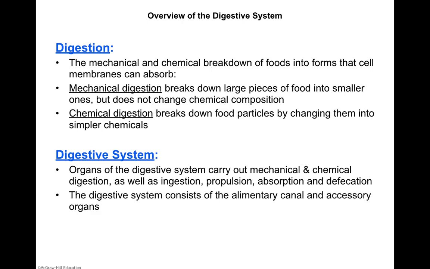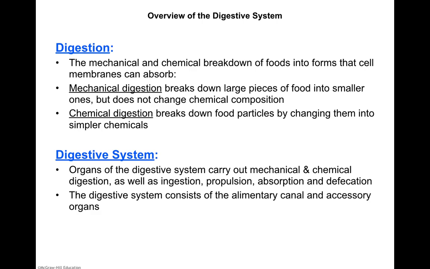So the digestive process is the mechanical and chemical breakdown of foods into forms that can be absorbed by the cells. It begins with mechanical digestion, starting right in the mouth when you take a piece of food and break it into smaller pieces while chewing. That mechanical breakdown doesn't alter it chemically, but very quickly, even in the mouth, we begin to get some chemical digestion as food particles are broken down into smaller and smaller chemicals. The organs of the digestive system carry out both the mechanical and chemical digestion.